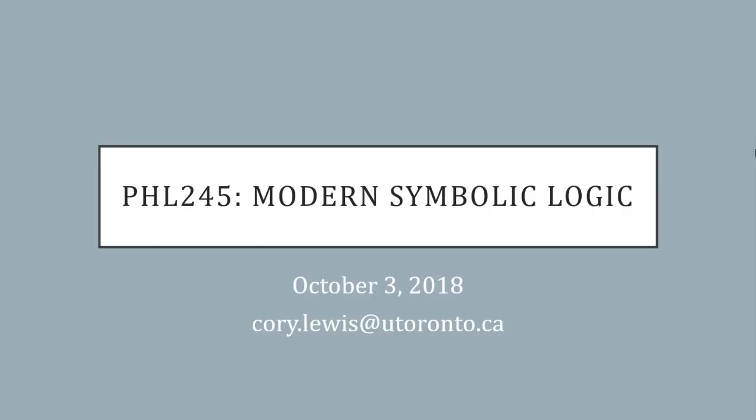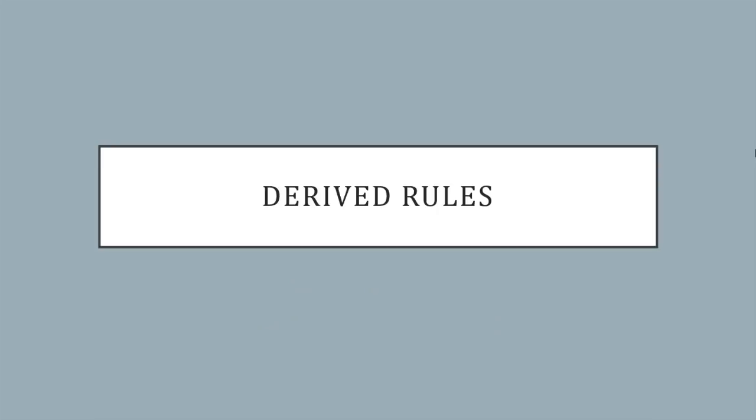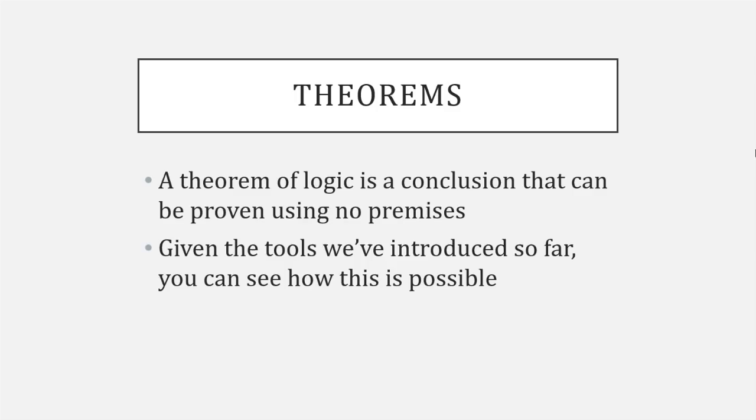OK, good. So let's get into it then. So today we're going to do some derived rules. What do I mean by derived rules? Well, if you've been following in the textbook, you'll notice there's a chunk that we skipped on theorems. A theorem is just a conclusion that you can prove with no premises. So given no premises, you can show a whole bunch of different conclusions. You can derive these conclusions starting from nothing.